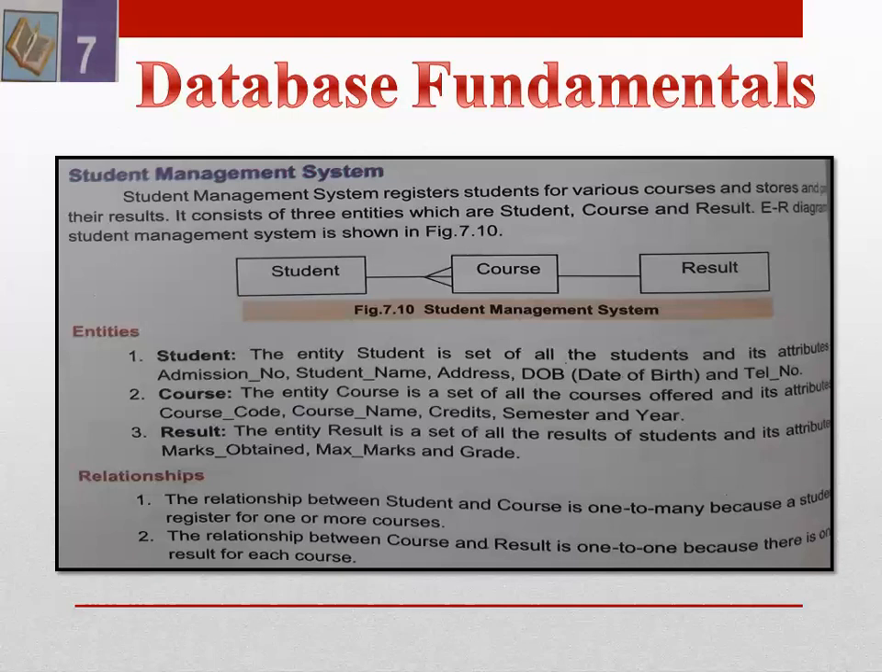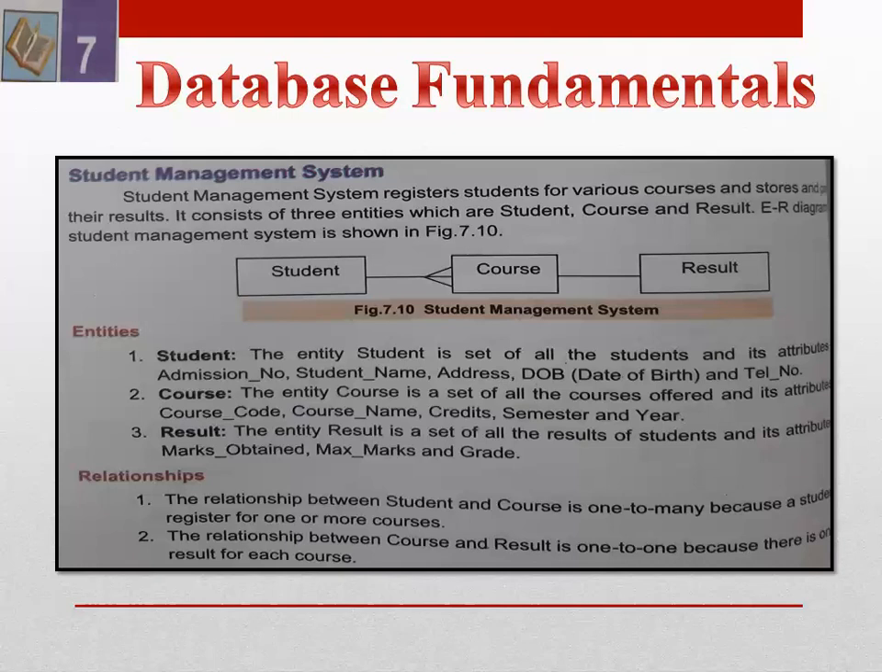The entity student is a set of all the students and its attributes: admission number, student name, address, date of birth and telephone number. So these entity attributes you can represent with the help of the oval shape, and you can also draw all these on the diagram. Then we have course. The entity course is a set of all courses offered, and its attributes are course code, course name, credit, semester and year. Then the next, result. The entity result is a set of all results of students, and its attributes are marks obtained, max marks and grade.